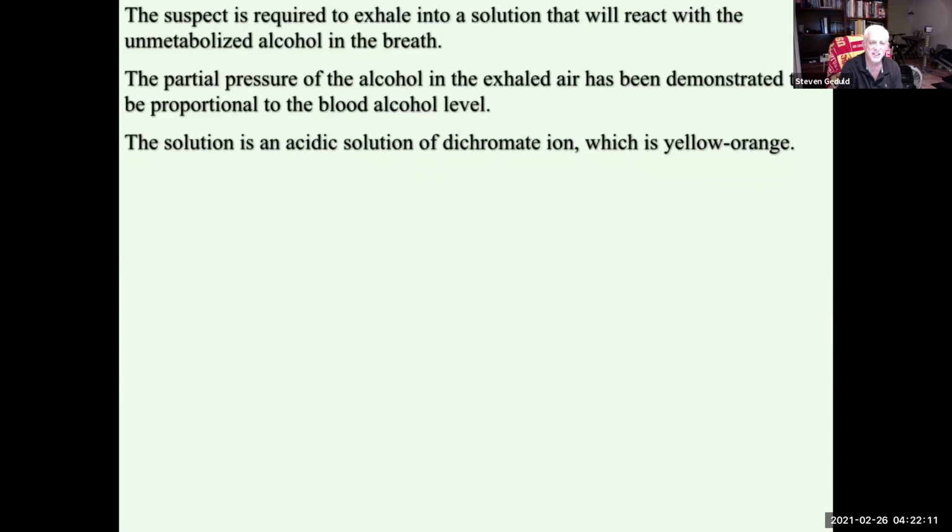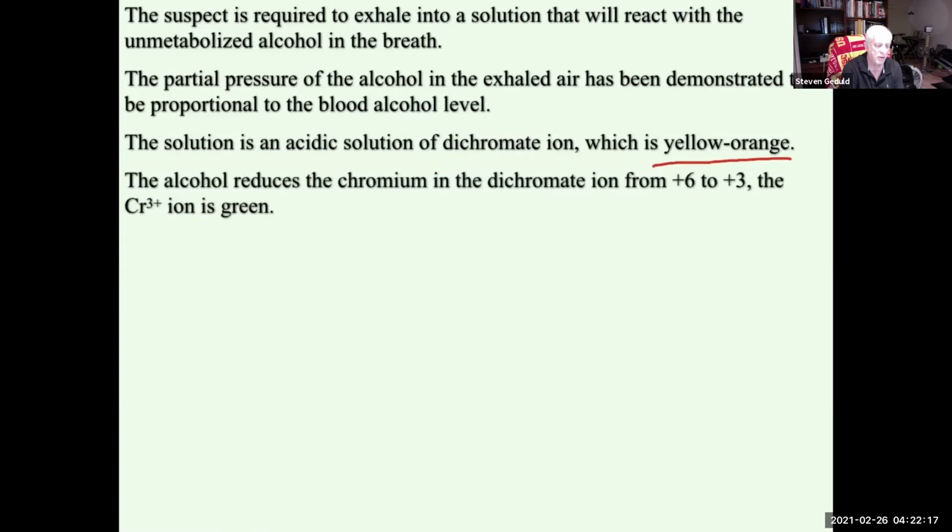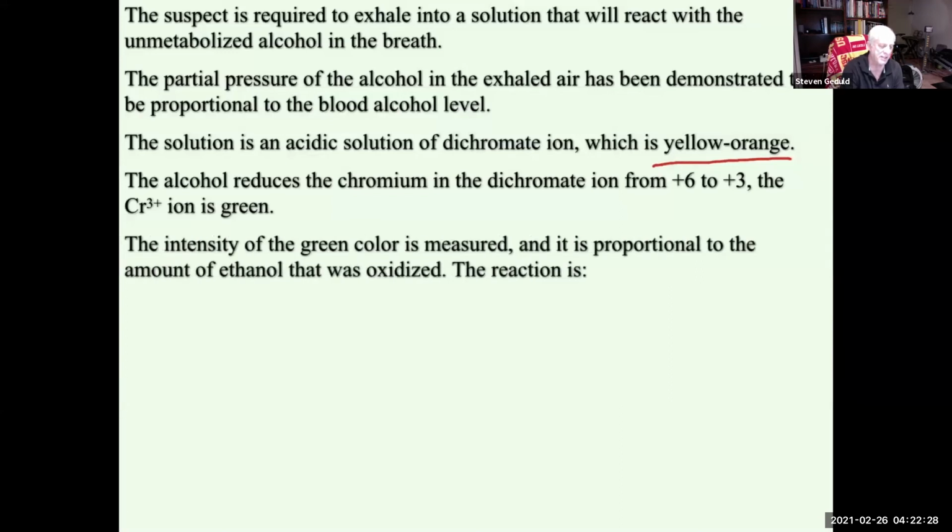The solution is acidic. It contains the dichromate ion, which is yellow-orange. Alcohol reduces the chromium in dichromate from +6 to +3. The chromium ion turns green. That's how they tell. The intensity of the green color is measured on a spectrometer, which measures how dark that green color is. The darker it is, the more ethanol was oxidized.